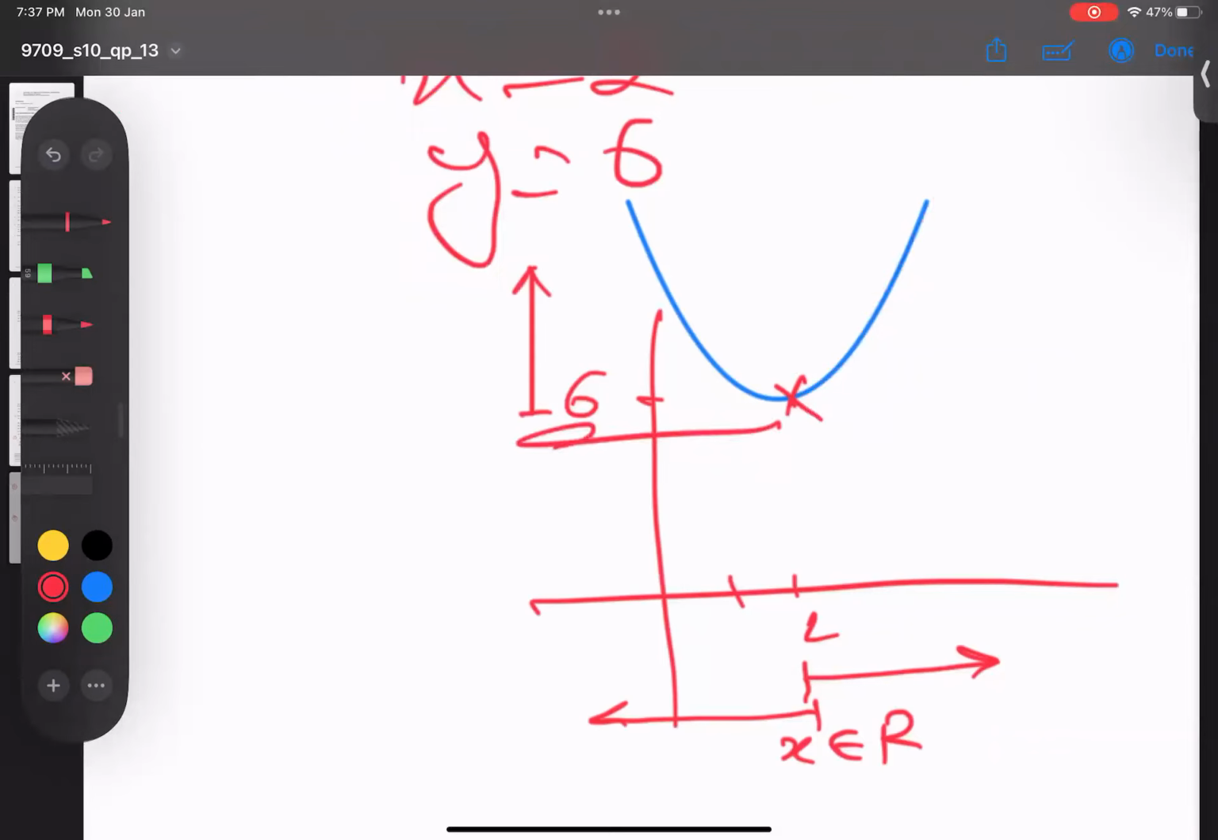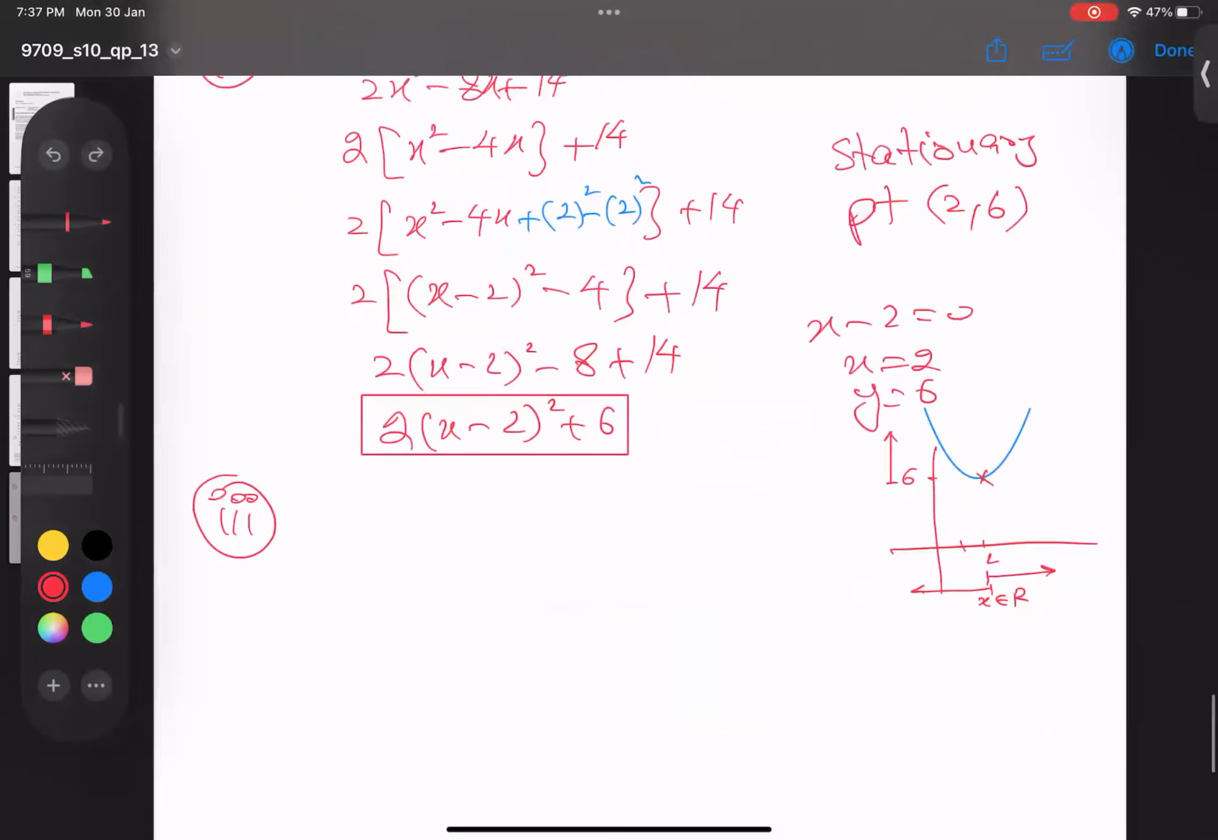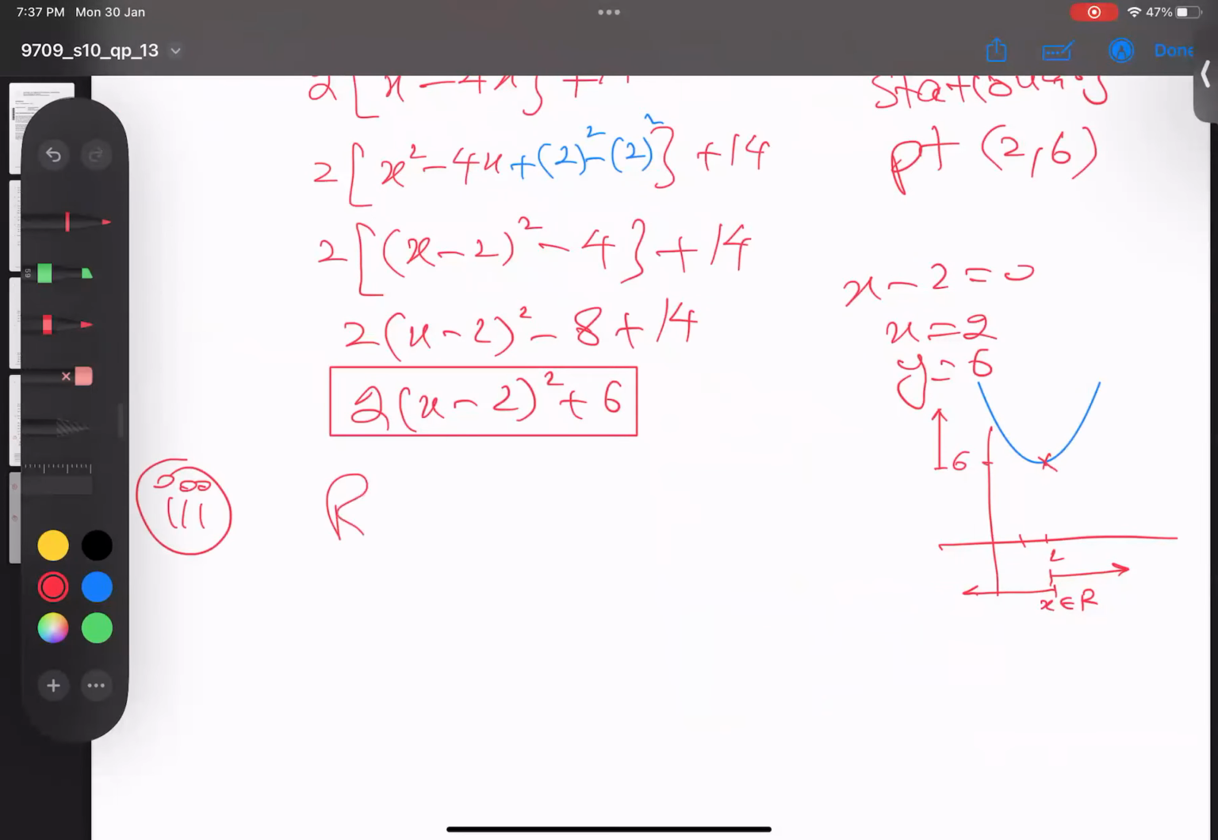If I come this way, y goes this way. In both options, the y value starts from this turning point and goes upwards. So Alhamdulillah Rabbil Alameen, I can say here the range is y is bigger than or equal to 6. This is my final answer.